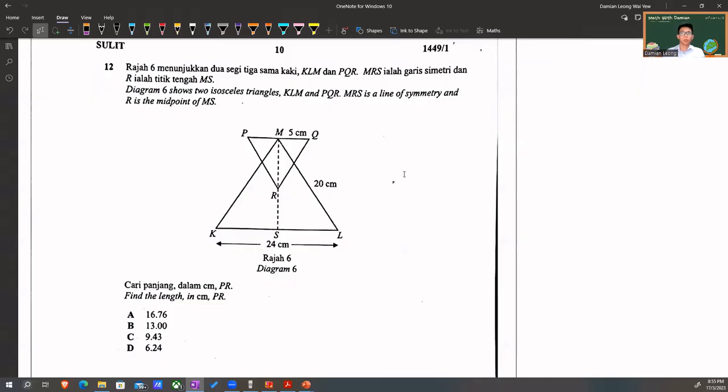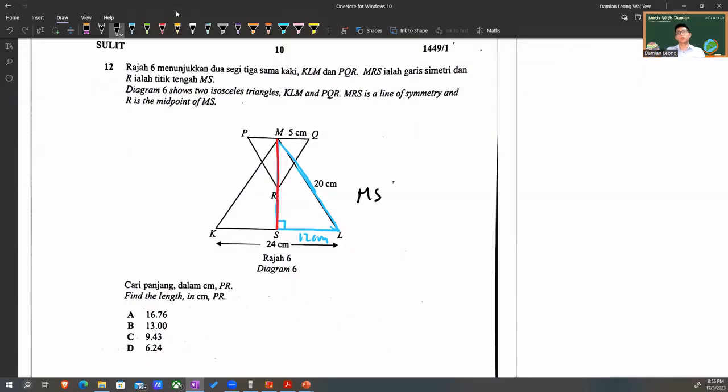Yeah. So since this is an isosceles triangle, if I split this into half, this is a right angled triangle. So I have 20 here. This is half of 24, 12 cm. I can find this length, MS, using Pythagoras theorem.